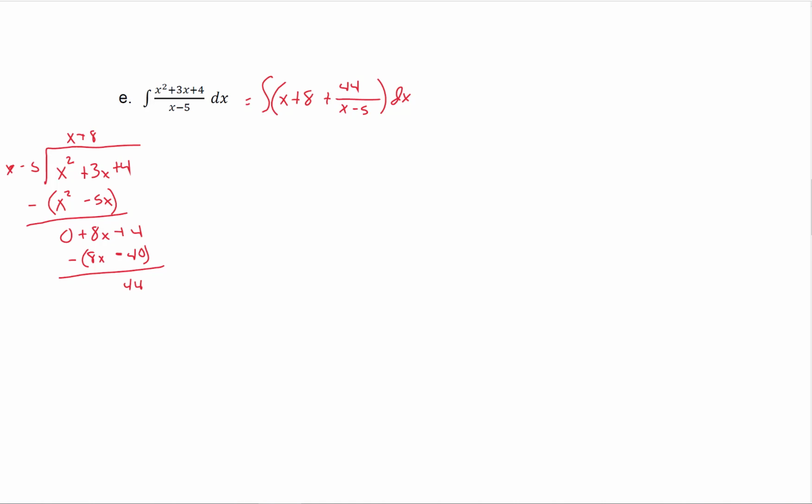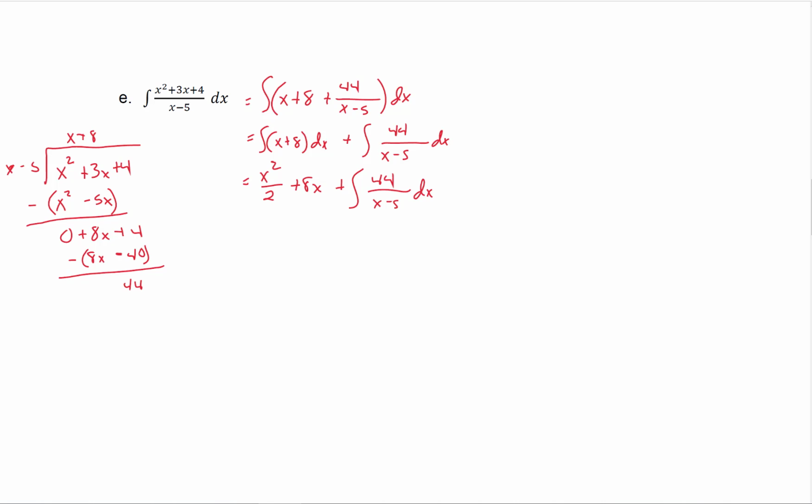And now, if we integrate piecewise, so split it up into two separate integrals. The integral of x plus 8 dx, we know that's going to be a piece of cake. It's algebraic, pretty easy to do. Plus the integral of 44 over x minus 5 dx. So the first one's a piece of cake. The integral of x plus 8 becomes x squared over 2 plus 8x, plus the integral of 44 over x minus 5 dx.